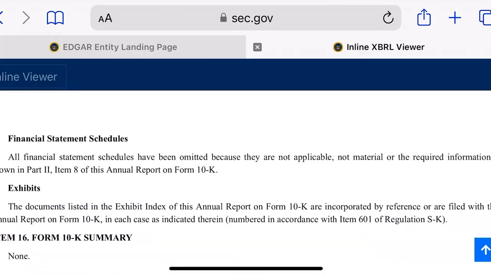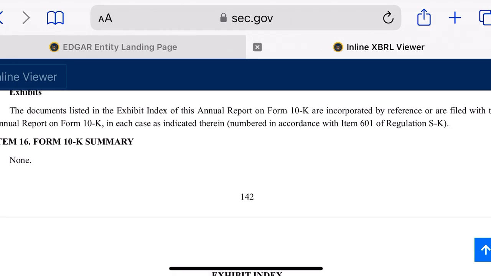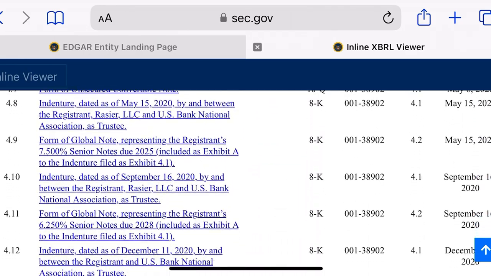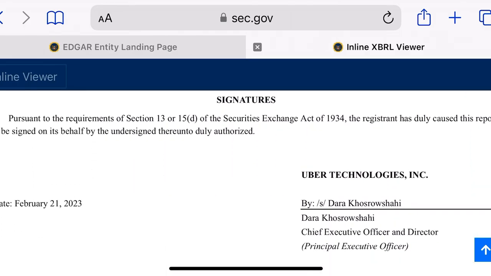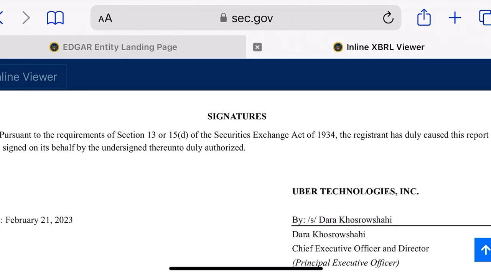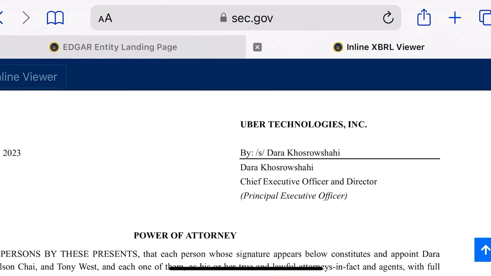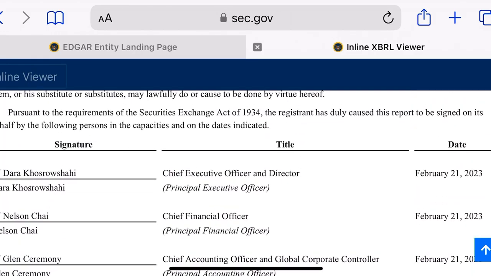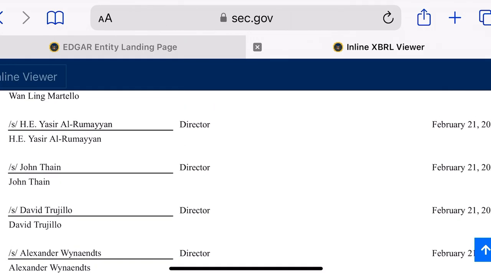Here we go. Again, item 16, Form 10K summary. None. That's my least favorite thing to see. I think if I saw a company give a summary, I'd probably put my life savings into it, just because. But again, here we get the CEO and director signing off, and then all of the other executives, and typically the directors of the company will also sign off.